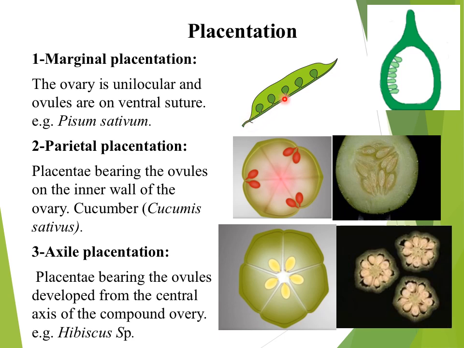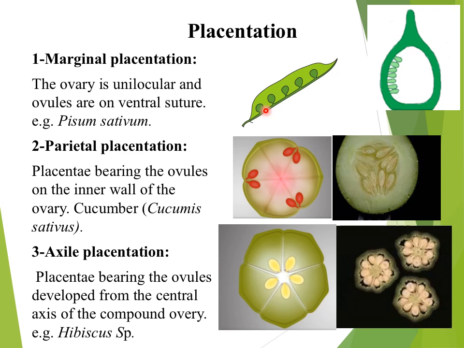These ovules or seeds are directly attached to the margin of the ovary wall. So the position of ovules inside the ovary is known as marginal placentation, and the ovule is attached to the ovary wall with the help of a small stalk. That small stalk, the connection between the ovary wall and the seed, is known as placenta.